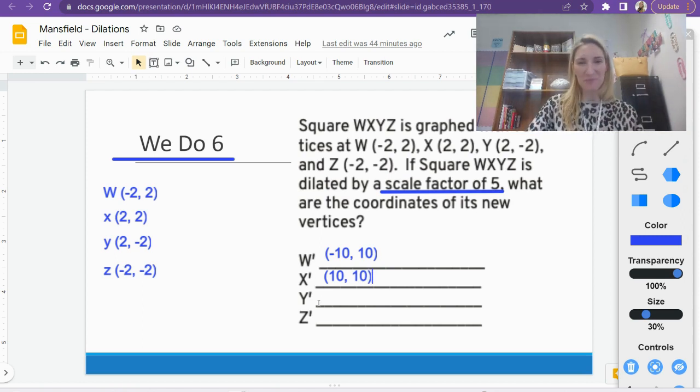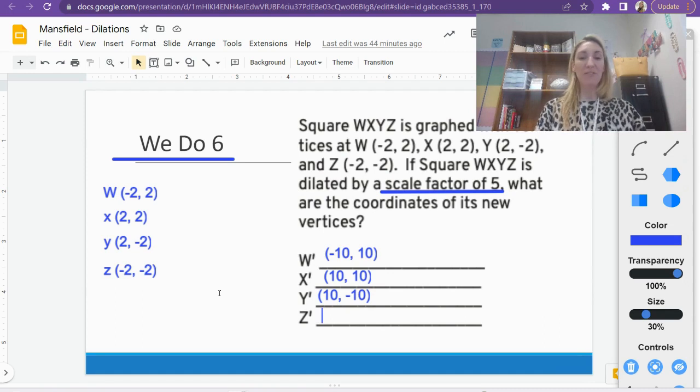Let's try the Y prime. Y prime. 2 times 5? 10. -2 times 5? -10, right? Be careful with your negatives. Don't abandon your negatives. If you feel like you're not very good with negatives, go to Desmos. Desmos is very good with negatives. As long as you type them in there, Desmos will help you out.